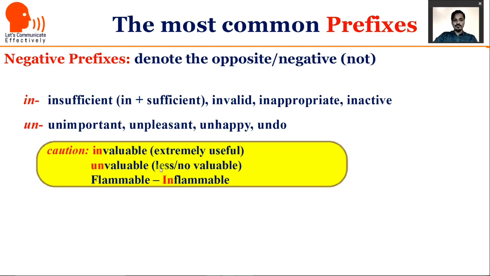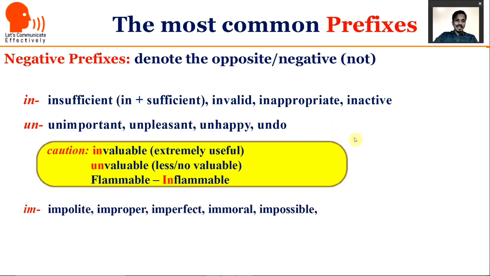You have to say unvaluable, that is less or no valuable. So most of the time we get confused. In the same way, sometimes flammable, inflammable, both are same. There are certain exceptions. So the proper use and practice makes us better in using such prefixes.